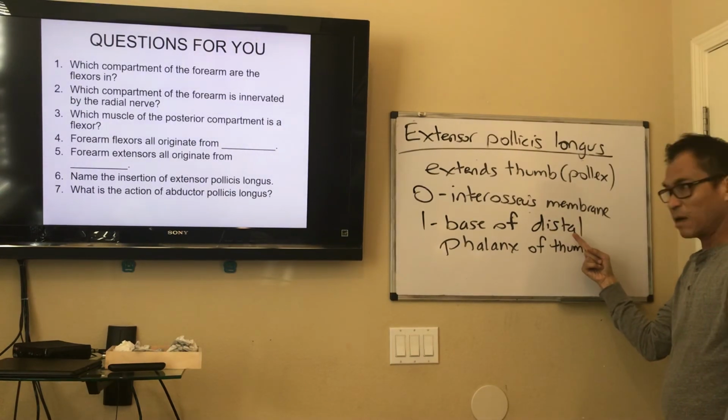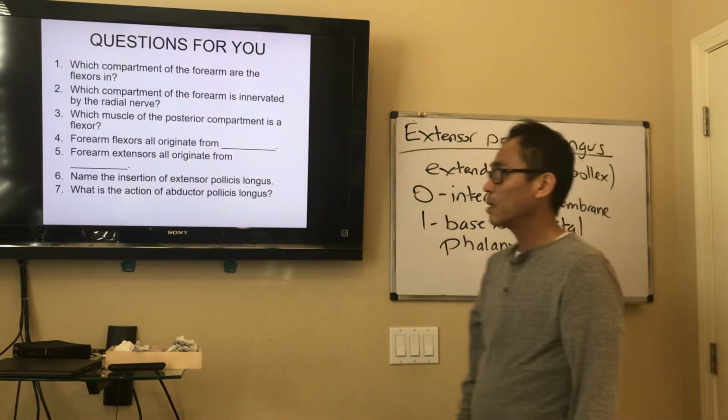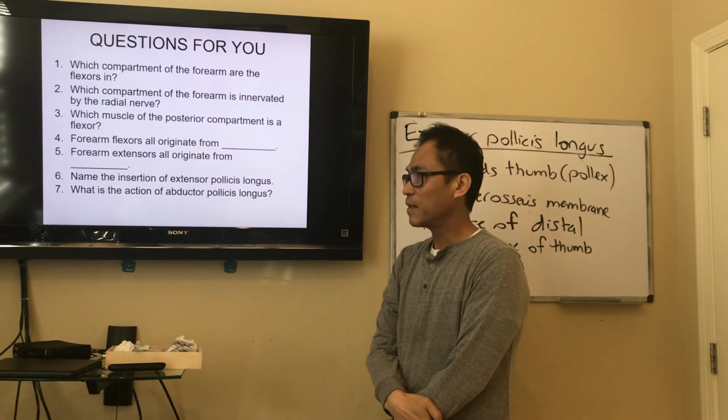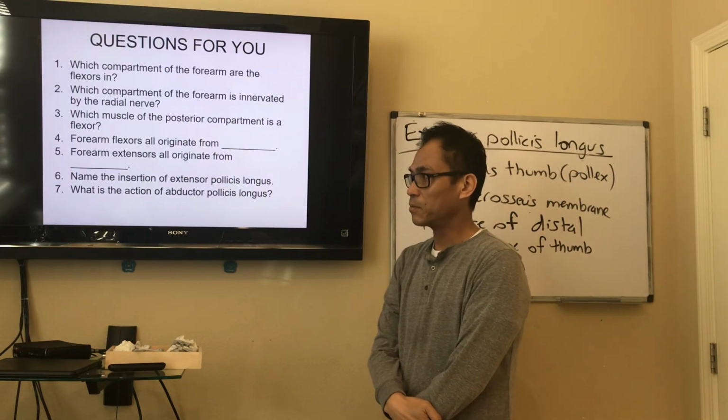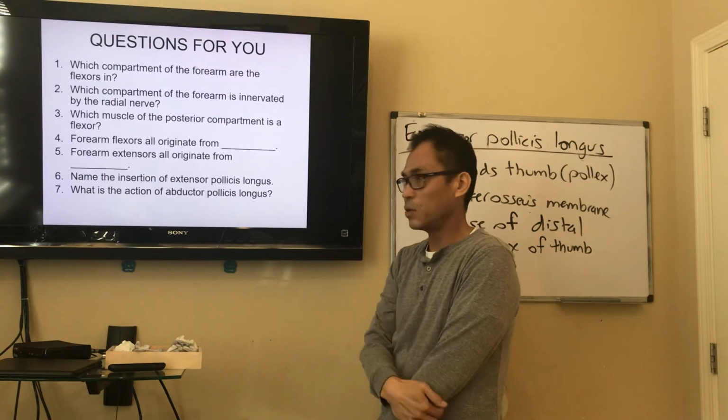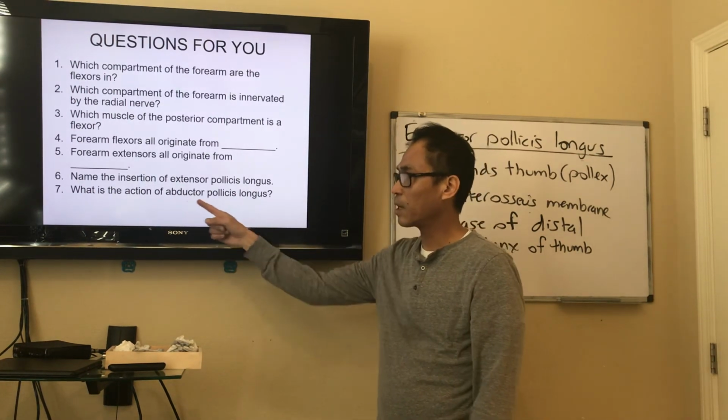The insertion of Extensor Pollicis Longus, I still got it up here, is the distal phalanx of the thumb. Number 7, I want to give an example of a gimme question: the action of Abductor Pollicis Longus. Don't just try to remember by brute force. I tell you the name, you know what it does. This one abducts the thumb.